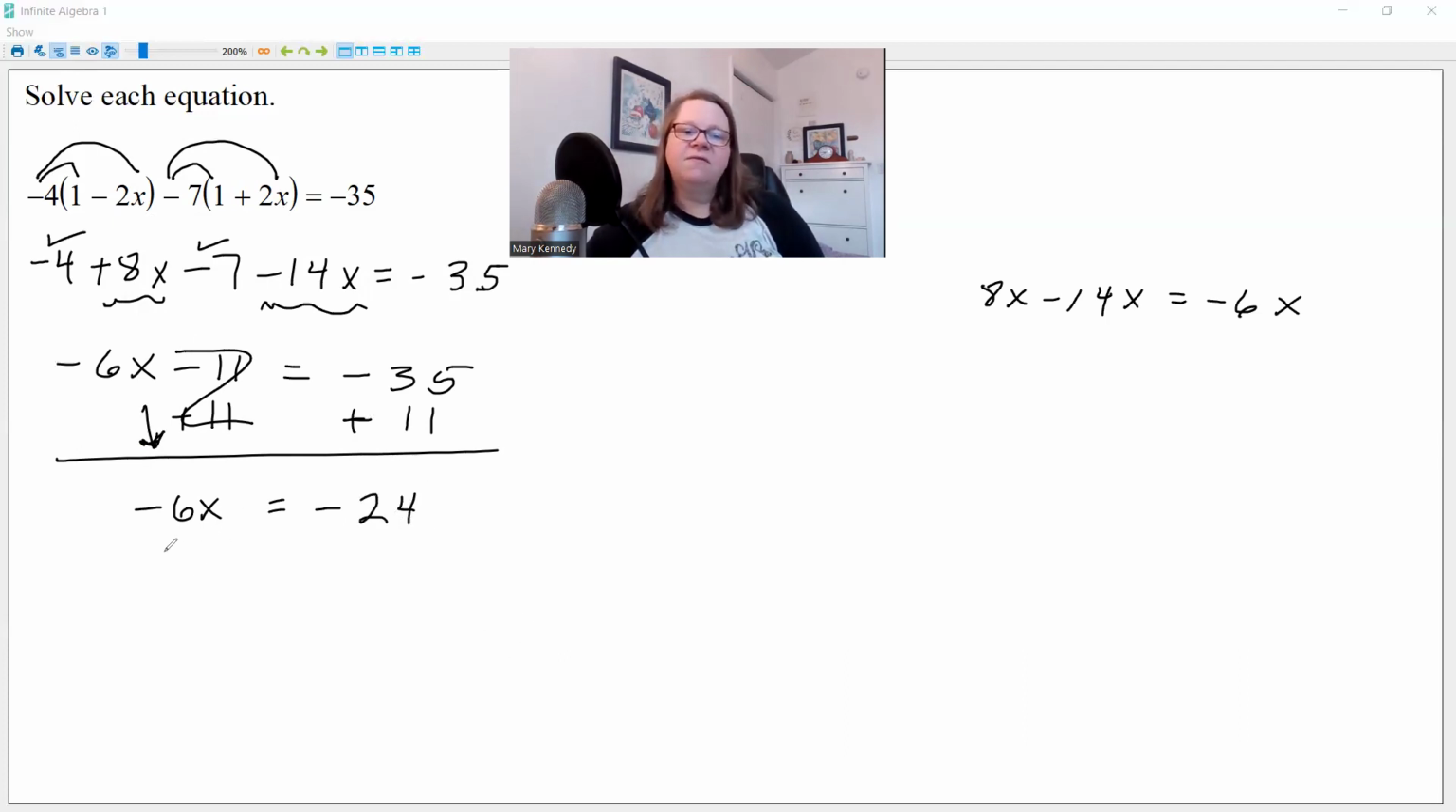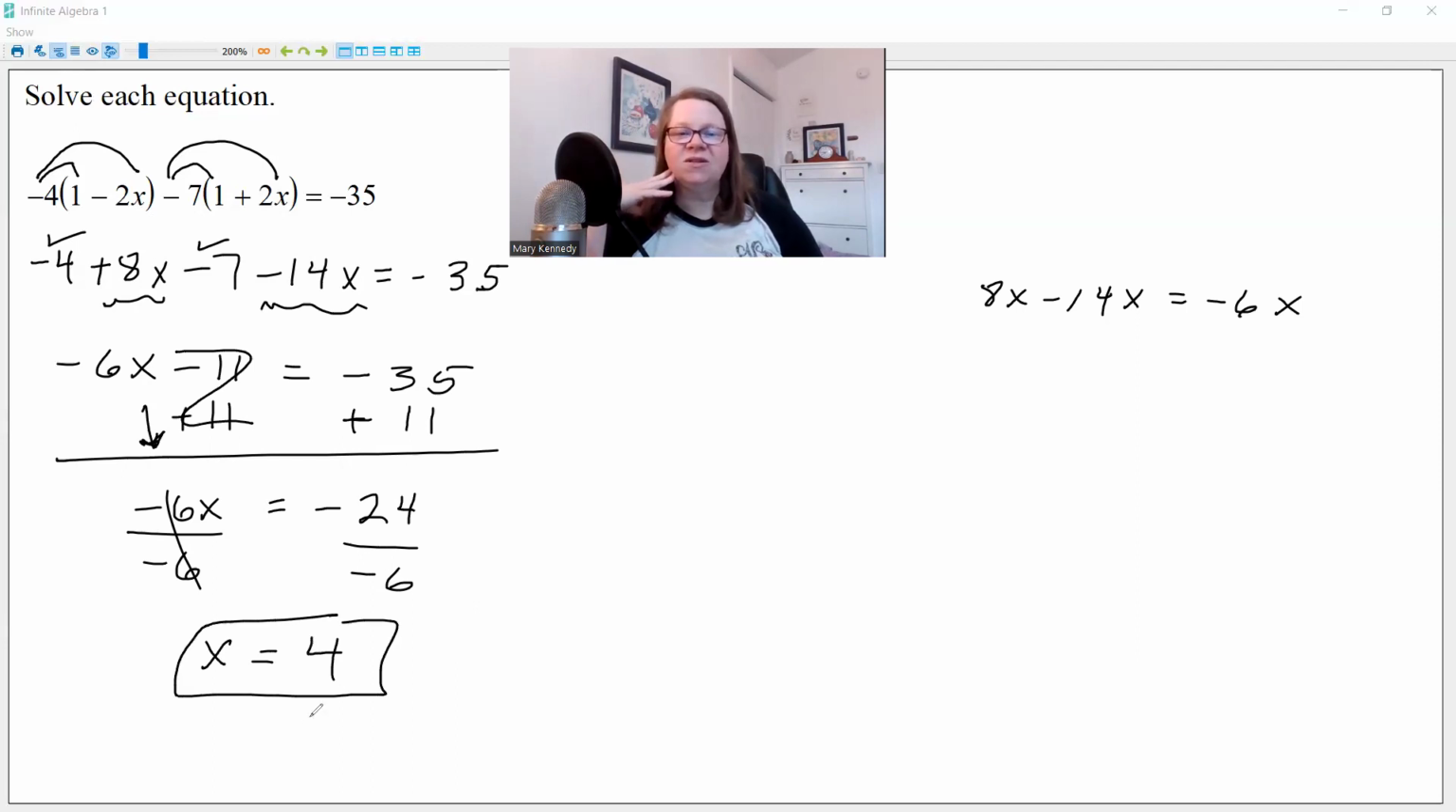Last thing, divide by the number in front of x. So in this case, I'm dividing by -6. -6 divided by -6 is +1, so that's 1x, which is just x. And then negative divided by negative is positive, and that's a 4. Okay, that's the solution here.